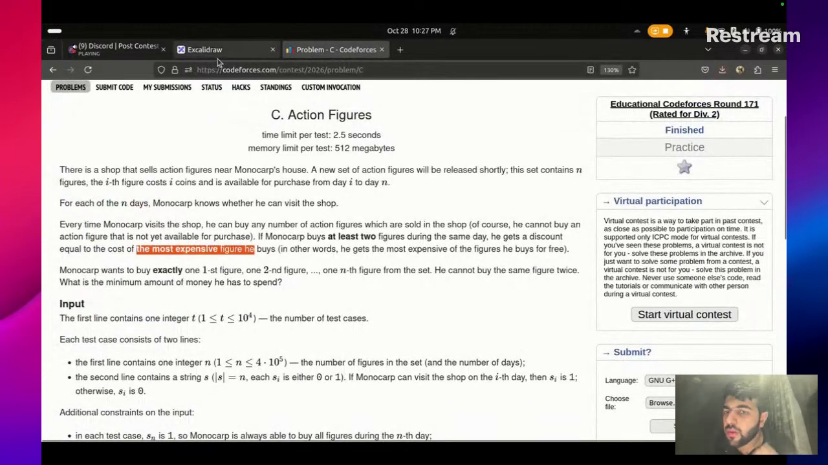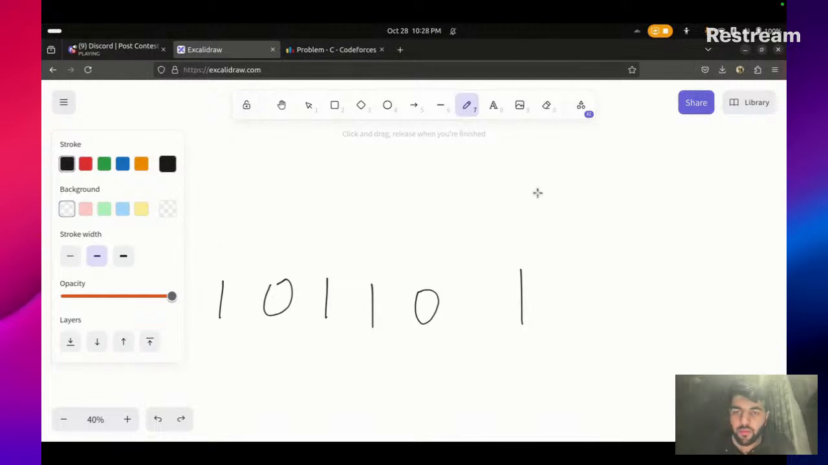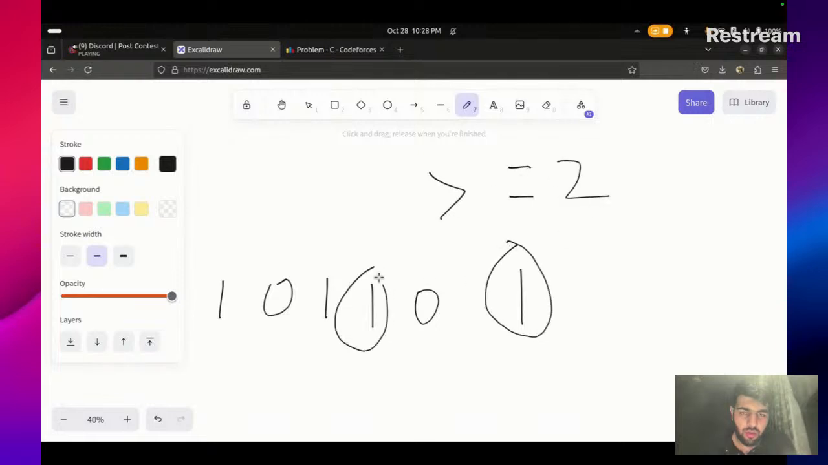And one more condition they've given is that if you buy more than two toys, right? So let's say I buy this toy and this toy. If it's greater than or equal to 2, the most expensive toy will be cancelled out, and the other toys will be added up to your answer.